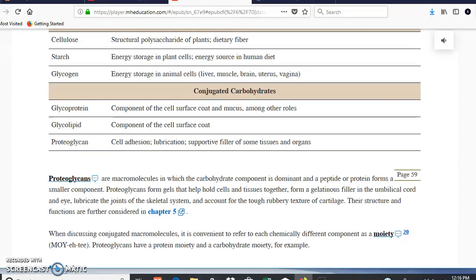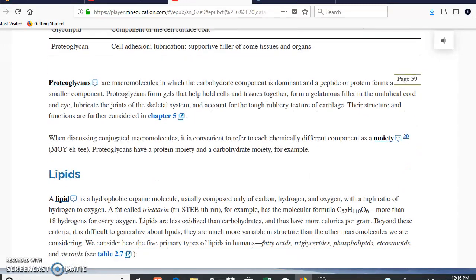Okay, so if we keep scrolling down, a proteoglycan is just a combination of proteins as well as carbohydrates. Each part is called a moiety. Okay, so then what's a proteoglycan? It's just a macromolecule that has proteins and carbohydrates. And in this case, how do you call the protein part? A moiety, as you can see in here. And how do you call the glycan part? A moiety. It's just a term that you may hear in some other classes.